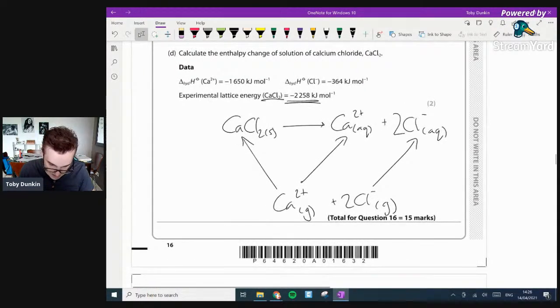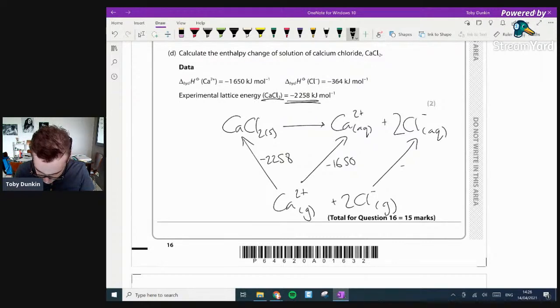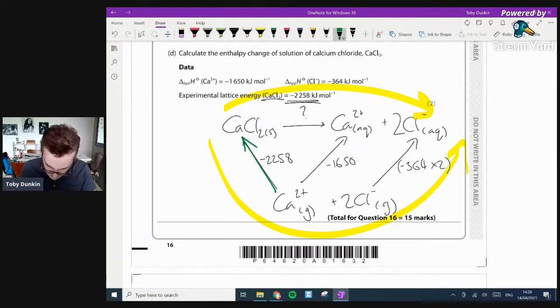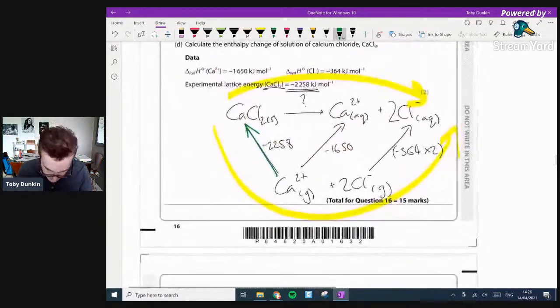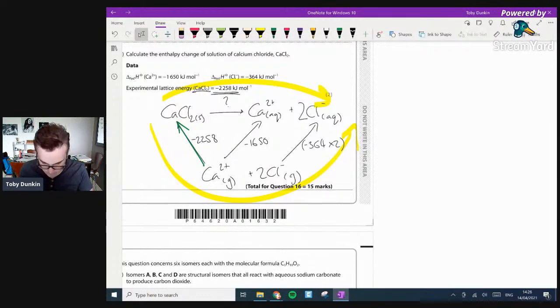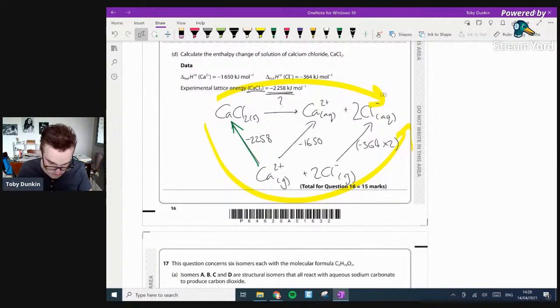Now we just need to apply all my numbers. So the lattice enthalpy is minus 2258. And then the hydration of calcium is minus 1650. The hydration of chloride ions is minus 364, but there are 2 of them. And we're after this one. So this way equals this way, so this arrow here is against me. So I'm now going to create my equation on the back of this. I know that I've run out of space. I wouldn't have made it quite so big in my real exam. I would have been like, okay, there's no space on the next thing.